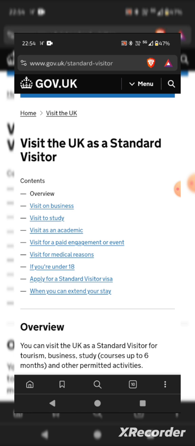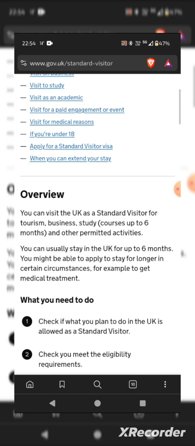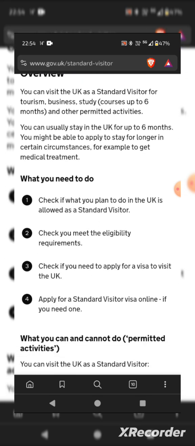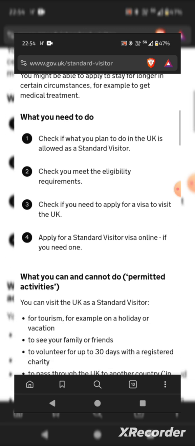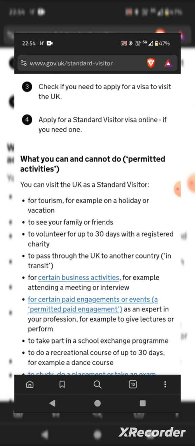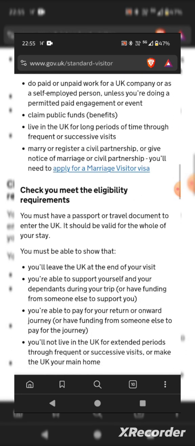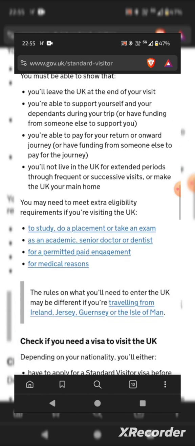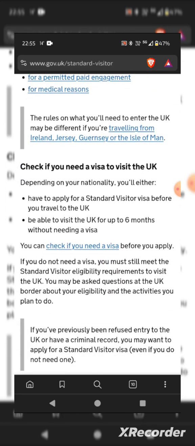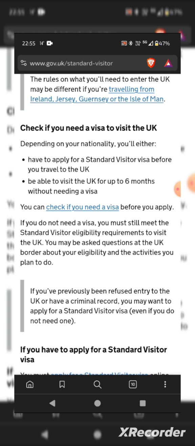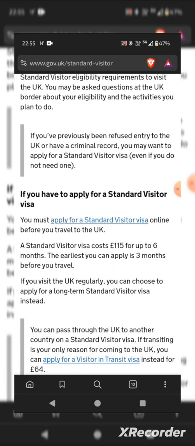You see the UK as a standard visitor. You scroll down. These are things that you need to read, like what you need to do, what you can do and what you cannot do. Make sure you know these things before you apply, because don't come here and say you didn't know the type of visa you're applying for. Some countries don't need a visa, some do. If you are from Africa, you definitely need a visa. Don't worry about it. You must have a visit visa. I know of a few countries who don't, but if you're from Africa, I know you definitely need it.